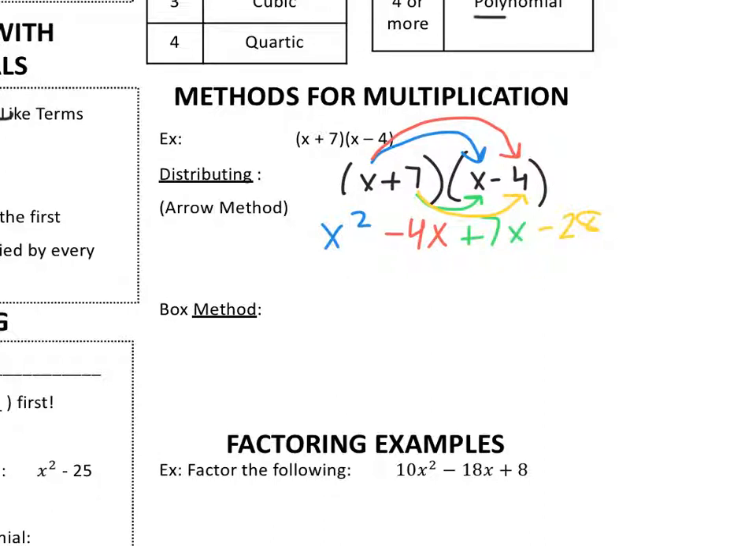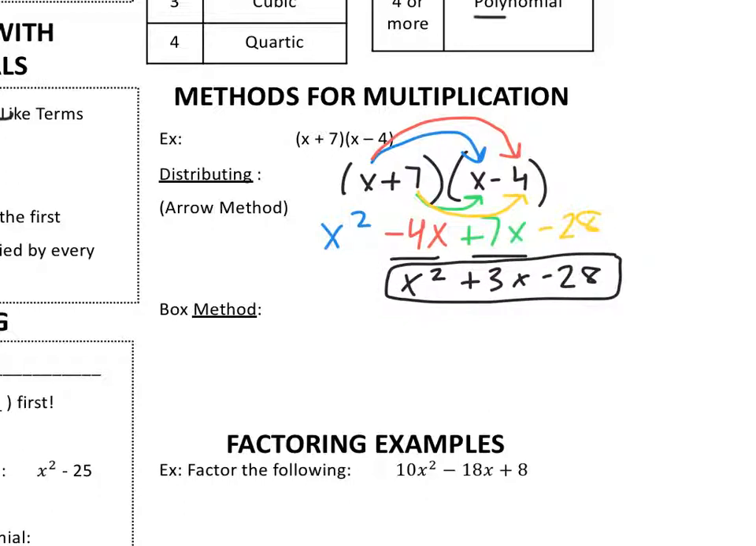So now you're going to look for like terms. We have -4x and +7x, so those are like terms. We're going to combine those. So we get x squared, -4 plus 7, we get plus 3x minus 28, and that would be the multiplied out version of those 2 binomials.